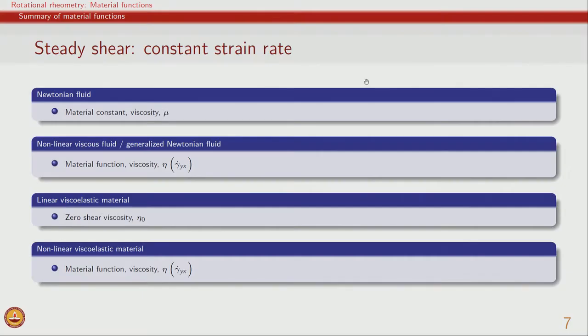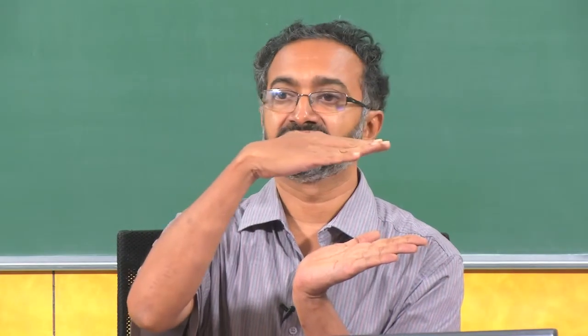So, for a linear viscoelastic material the behavior prediction is that there is going to be a constant viscosity. So, we say that therefore, a linear viscoelastic material can only predict the Newtonian plateau or the low strain rate response, and this makes sense because at low strain rates strain is also likely to be low. Remember, these are steady flows, which means we are imposing a constant strain rate.